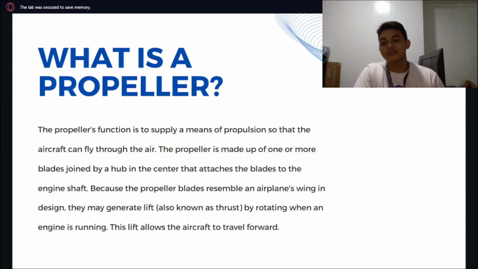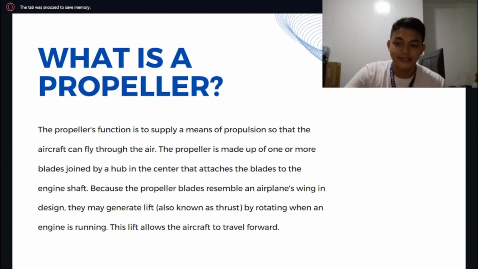The propeller's function is to supply a means of propulsion so that the aircraft can fly through the air. The propeller is made up of one or more blades joined by a hub in the center that attaches the blades to the engine shaft. Because the propeller blades resemble an airplane's wing in design, they may generate lift, also known as thrust, by rotating when an engine is running.